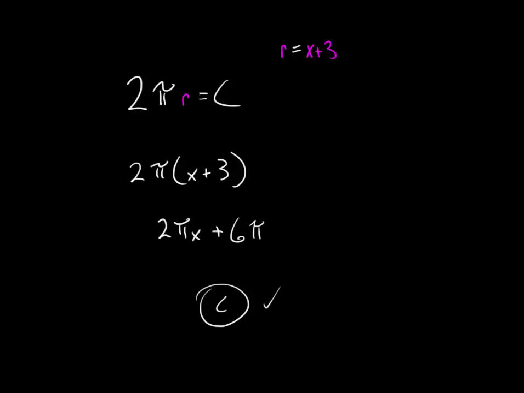Here it is with a bit more detail. First, substitute in the radius. When you substitute, be sure to use parentheses, especially for a binomial term. Now distribute, and then simplify the result.